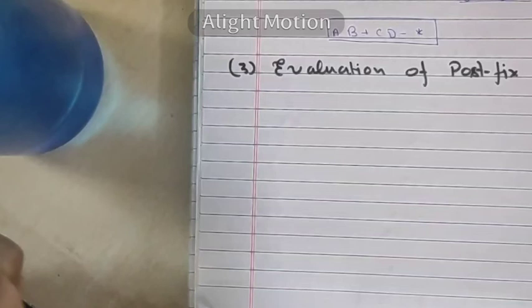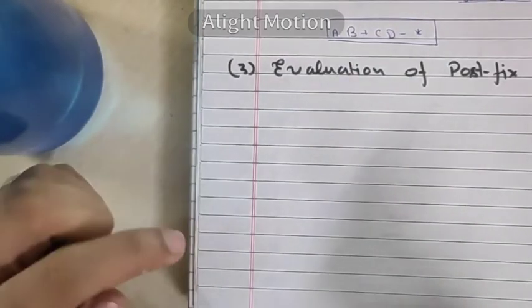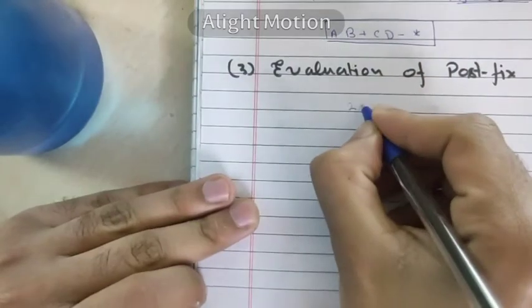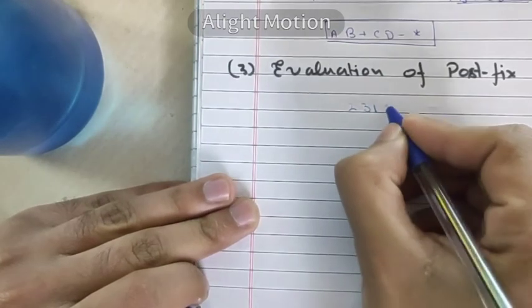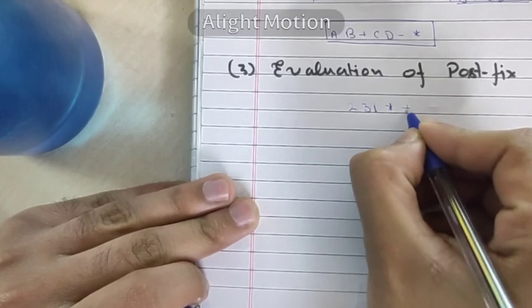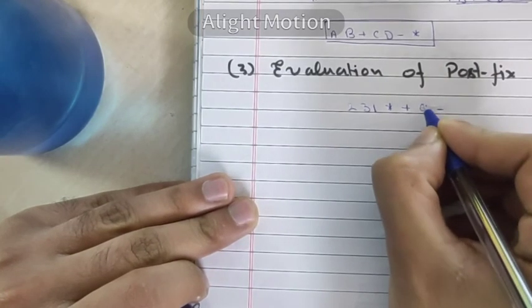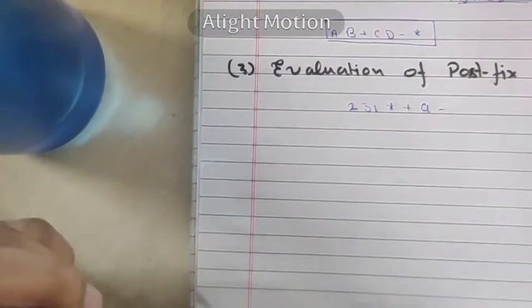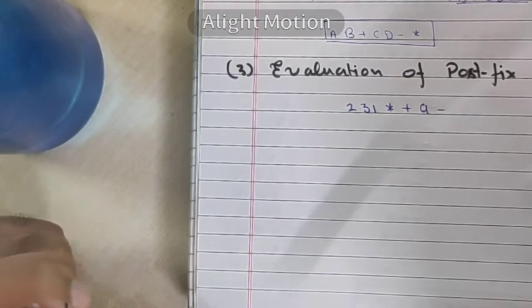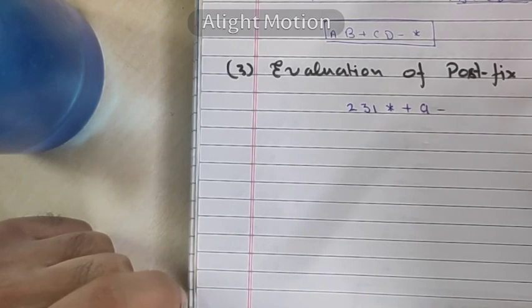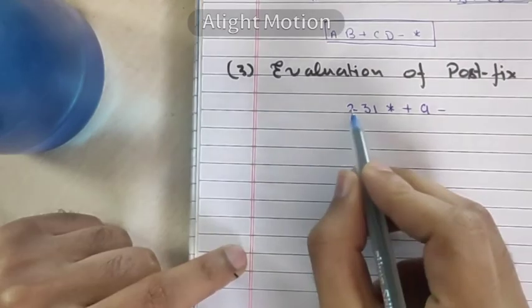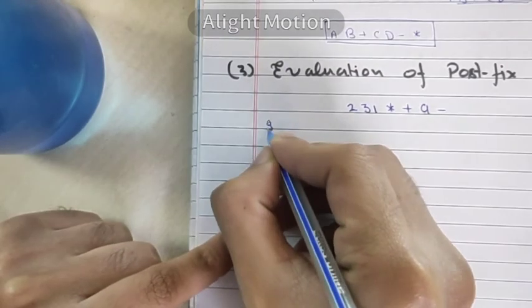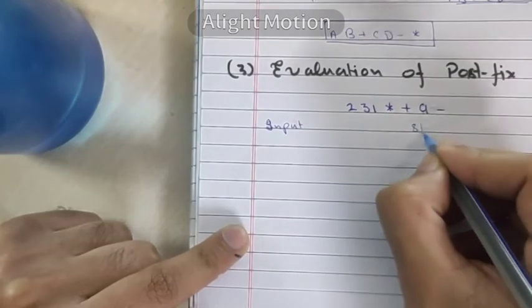In order to evaluate a postfix equation using a stack, let us consider the equation 2 3 1 star plus 9 minus. We write the input and the stack.